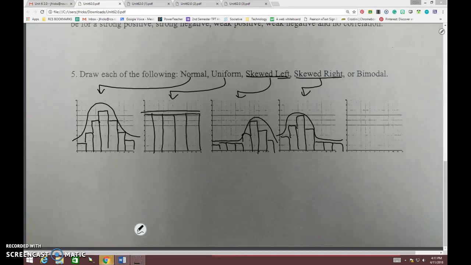Bimodal is kind of like a camel. If you think about it, a camel has two humps. So bimodal is whenever we have data that has 1, 2 humps. Bi meaning 2.